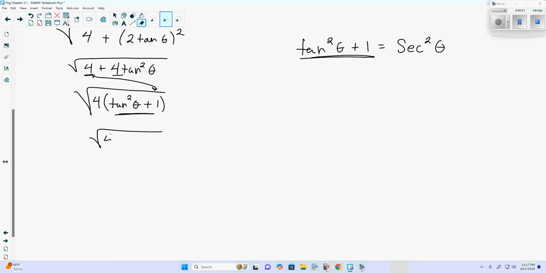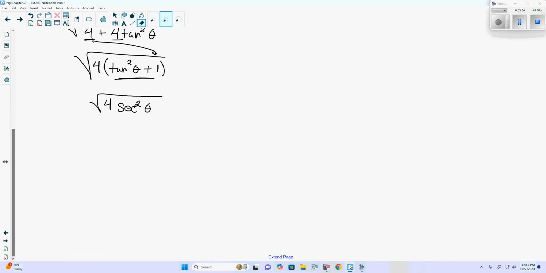so I can replace it with secant squared. And the reason this is helpful, especially with reducing this here, is I have a single term. I have 4 secant squared.